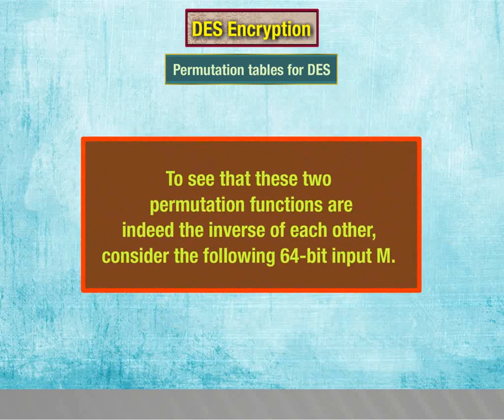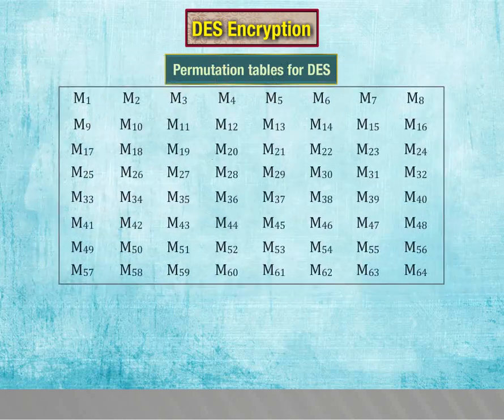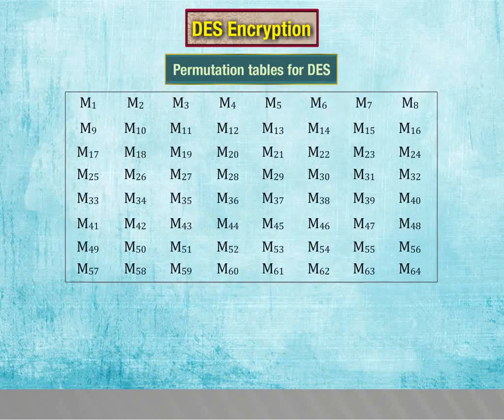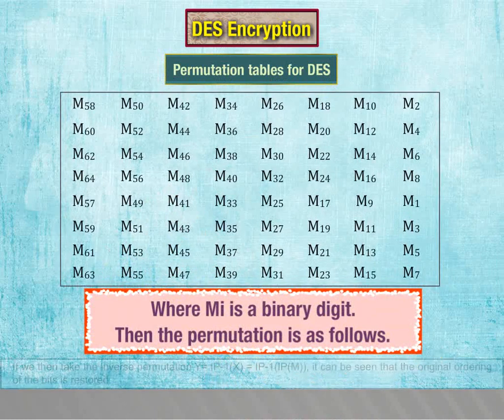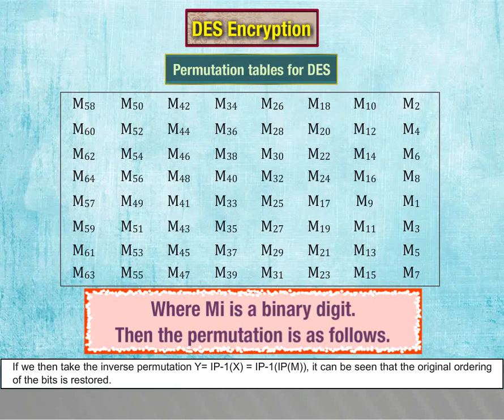To see that these 2 permutation functions are indeed the inverse of each other, consider the following 64-bit input M, where Mi is a binary digit. Then the permutation is as follows. If we then take the inverse permutation, y equals IP-1 of x, equals IP-1 of IP of M, it can be seen that the original ordering of the bits is restored.